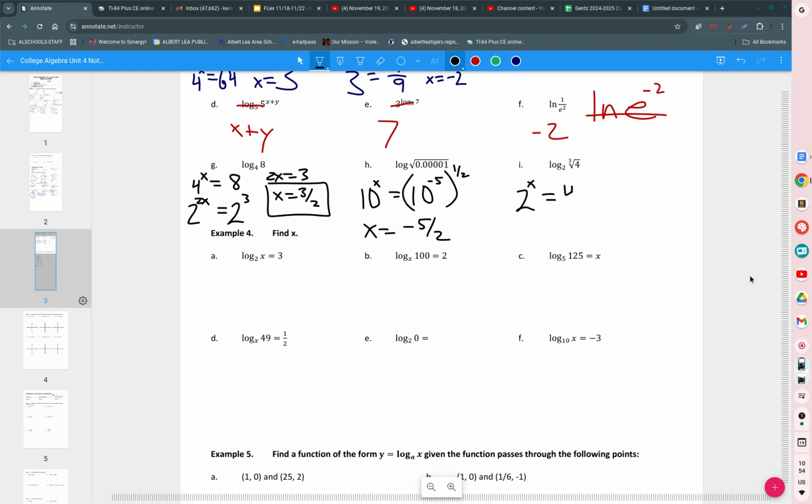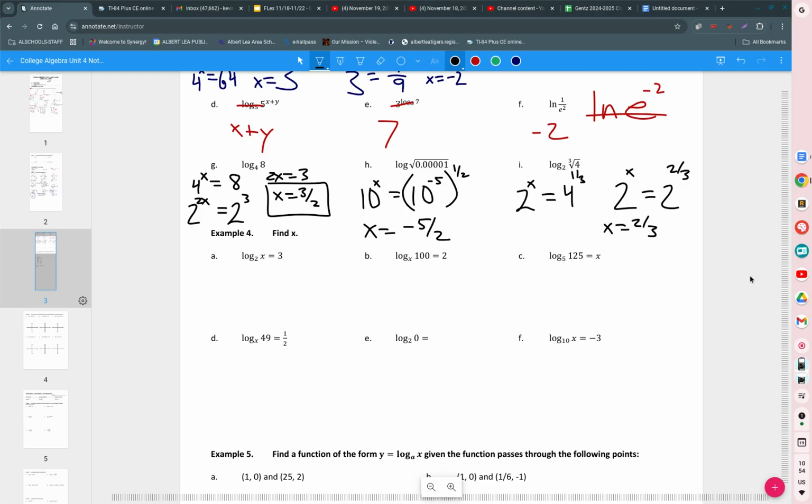I got text. That's right. Did everybody start by writing 2 to the x is 4 to the 1/3? Nope. Cube root means 1/3 power, right? And instead of writing 4, I could write 2 to the second. So 2 to the 2/3. So now 2 to the x is equal to 2 to the 2/3, and x is 2/3.